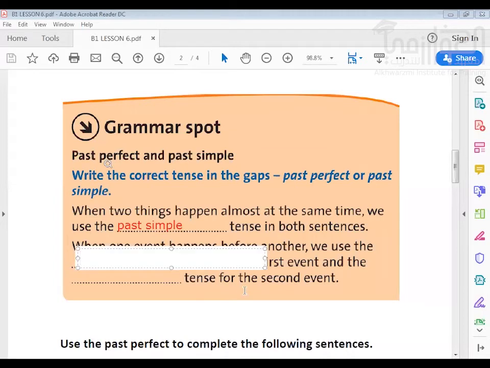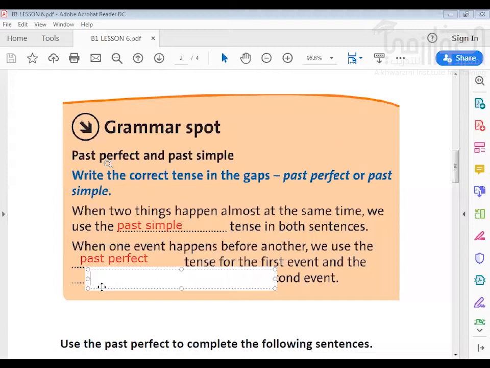We have here the past perfect, and then we have here the past simple. Yes, I hope you can see them better now. So the past simple tense for the second event. What happened first? We use the past perfect. Then what happened next? We use the past simple, just as we've said.